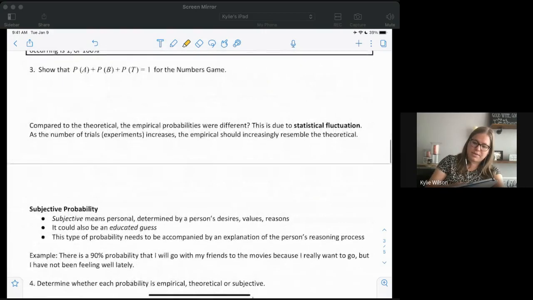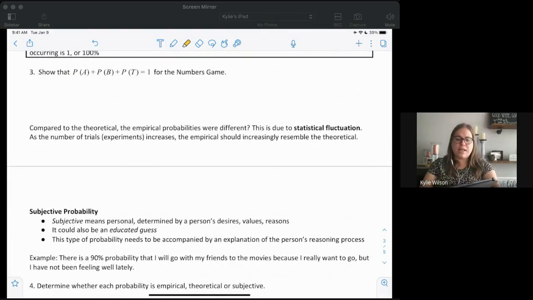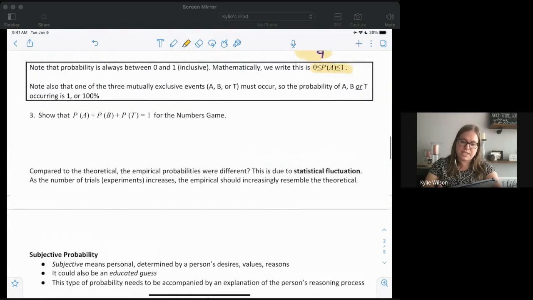Okay, so now we want to show that the probability of A plus the probability of B plus the probability of T is equal to 1 for the numbers game. Oh, oops, I forgot to read this part. I'll make sure to note that if we have mutually exclusive events, the probabilities of each of our individual events occurring add up to 1. So if I have the probability of A occurring or B or T, I can add them all up and I should get 1.